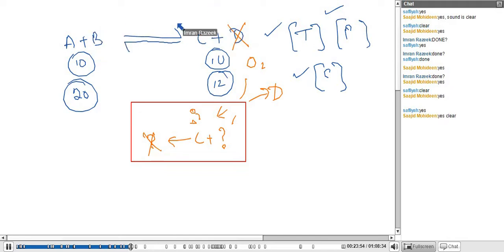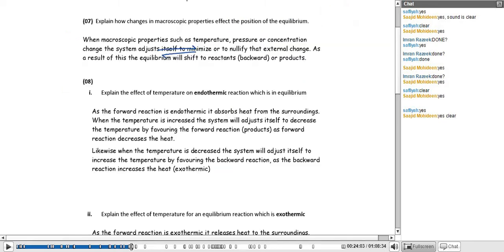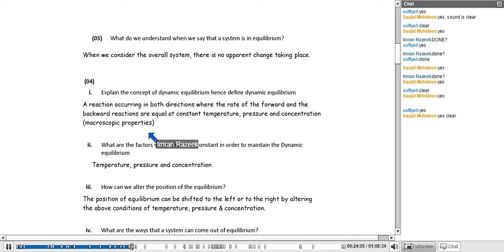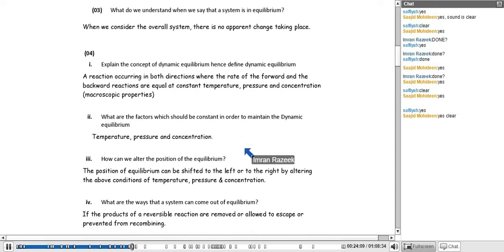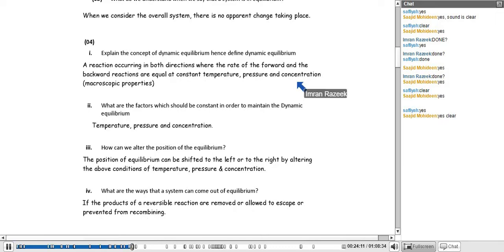But static equilibria are not chemical. Static equilibrium means that there will be only reactants and products, but there is no interchange taking place between them. So that is not a chemical equilibrium. So dynamic equilibrium is a reaction occurring in both directions, where the rate of the forward reaction and the backward reaction are equal at constant temperature, pressure and concentration. They are referred to as macroscopic properties.